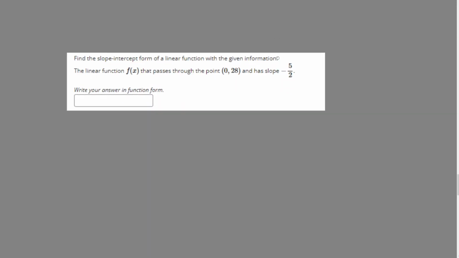Find the slope-intercept form of a linear function with the given information. The linear function f of x that passes through the point (0, 28) has a slope of 5 over 2. So we are missing our y-intercept, but lucky for us, we know that a y-intercept is when x equals 0. So it looks like our y-intercept is 28. It did it nice for us.